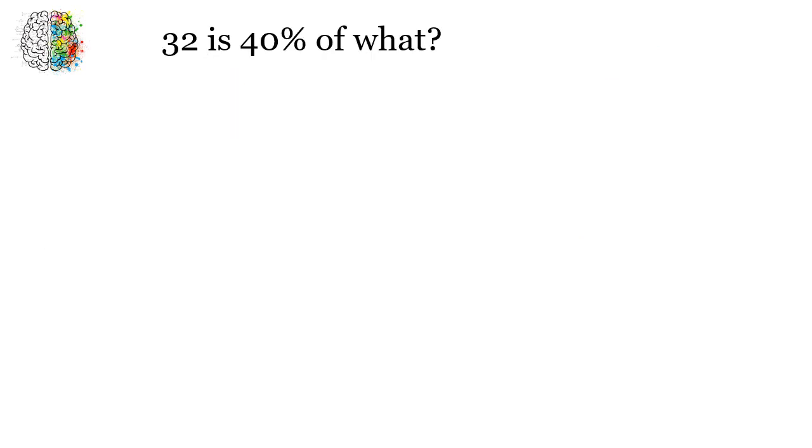Our next problem says 32 is 40% of what? So once again, let's use our word cues to help us convert this word problem to an equation. So I'm going to write 32 is means equals 40%. Of means multiply. What is our unknown x? So now I'm going to write that in terms of A equals B percent times C.